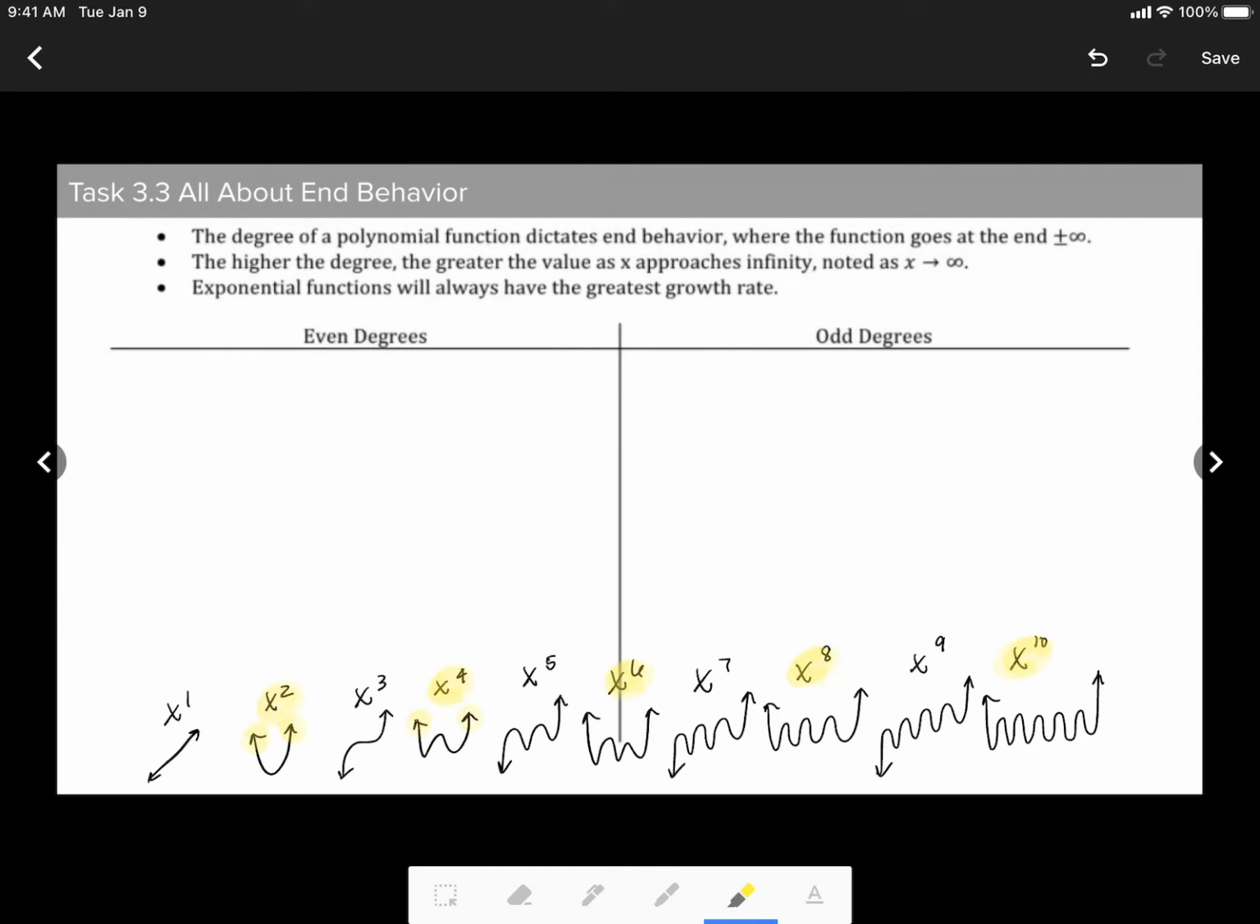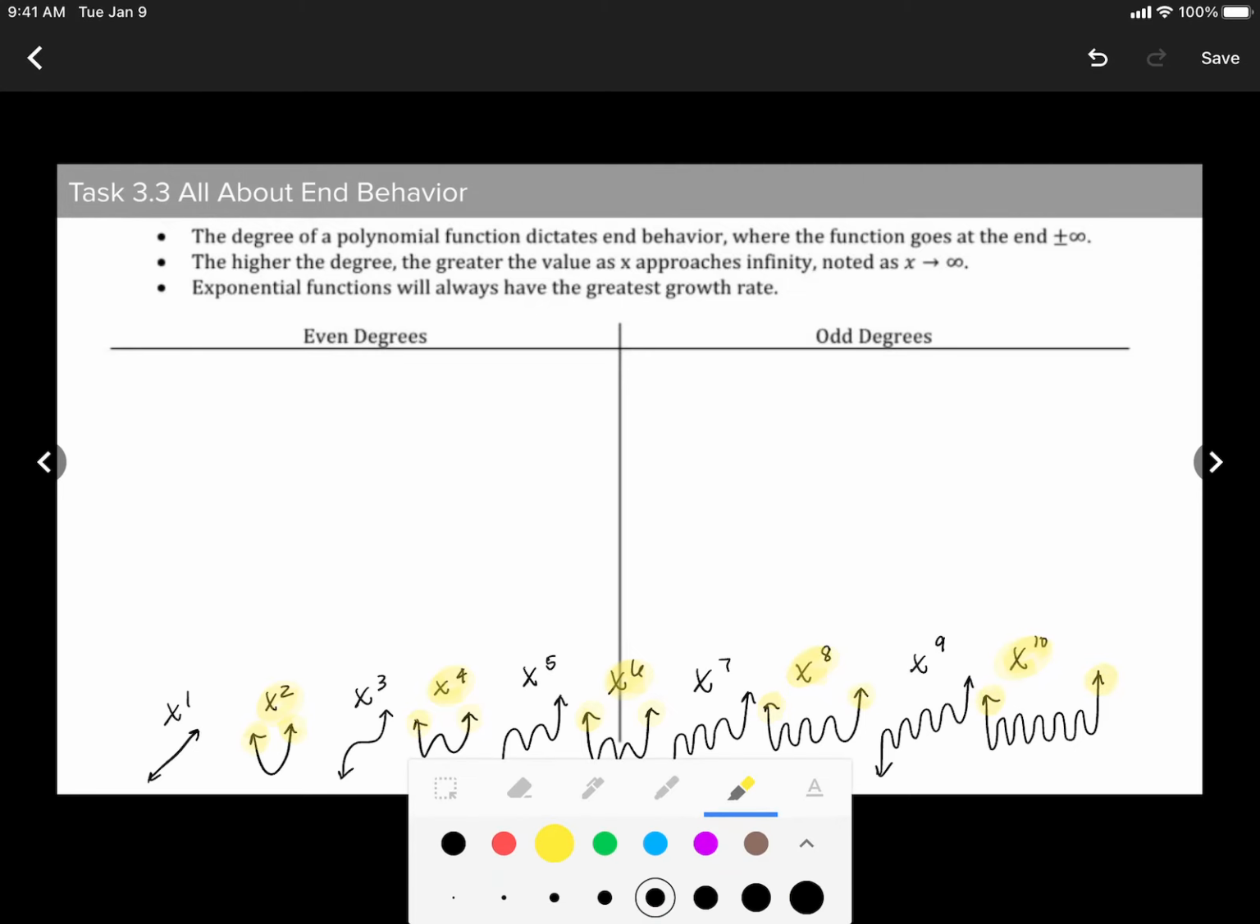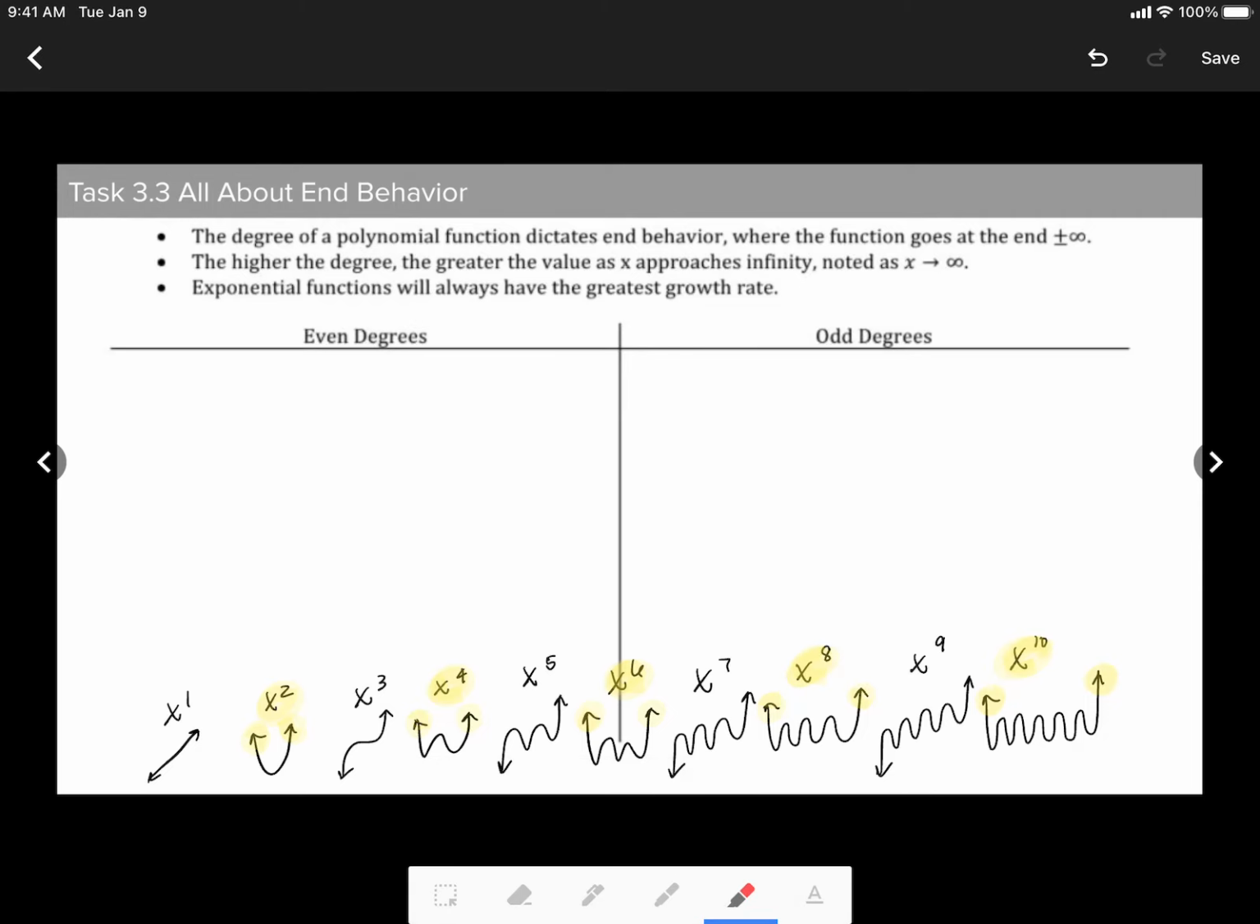The arrows for the odds are going down then up, and the arrows for the evens are both going up for the endpoints. Yeah, do you guys see that? So I just highlighted all the even functions. The arrows are all going up, meaning on both ends of the function, it goes up. If I were to draw this graph, it goes all positive.